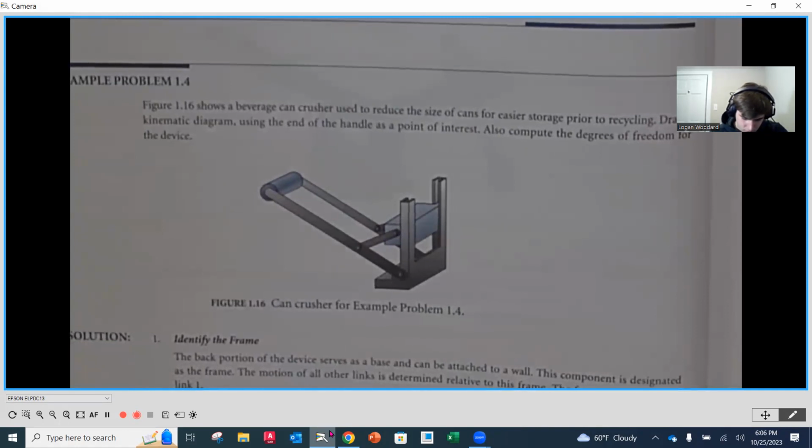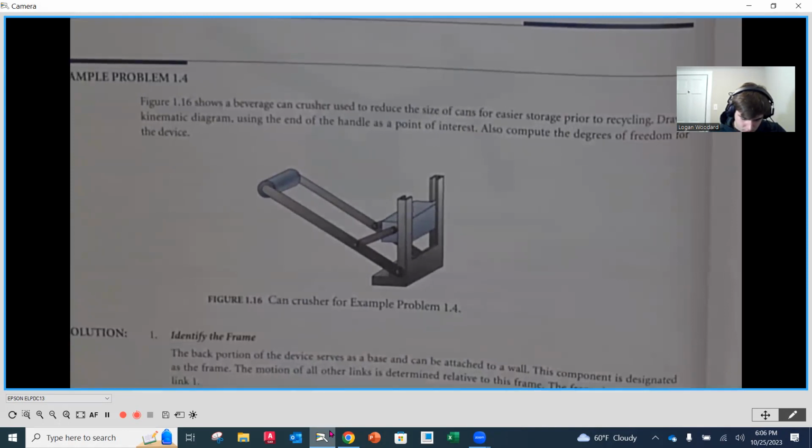Go ahead, draw the kinematic diagram for this. You're ready. Don't peek either. Don't cheat. Put your hand over the diagram down below.